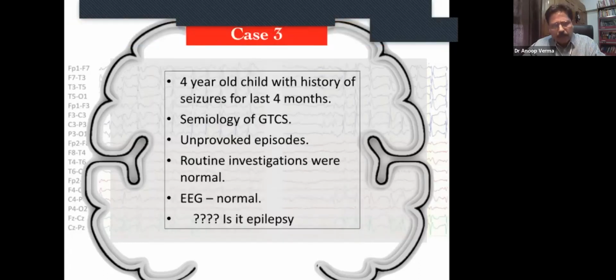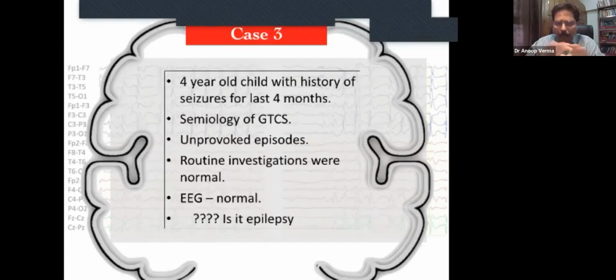Now another case, a 4-year-old child with a history of seizures for the last 4 months. He had multiple attacks. Semiology of generalized tonic-clonic seizure, and an absolutely unprovoked episode was there. Routine investigations were normal. EEG was done, and it also turned out to be normal. Then the question is, and the parent is in front of you, you have to counsel: is the child having epilepsy? Yes.